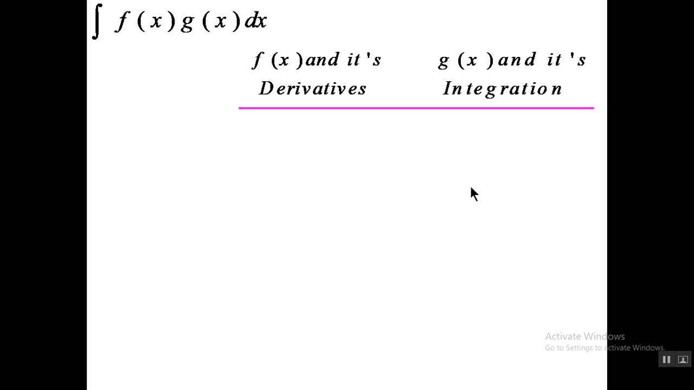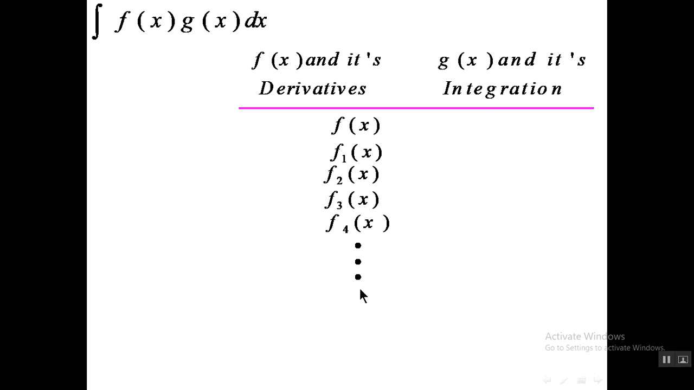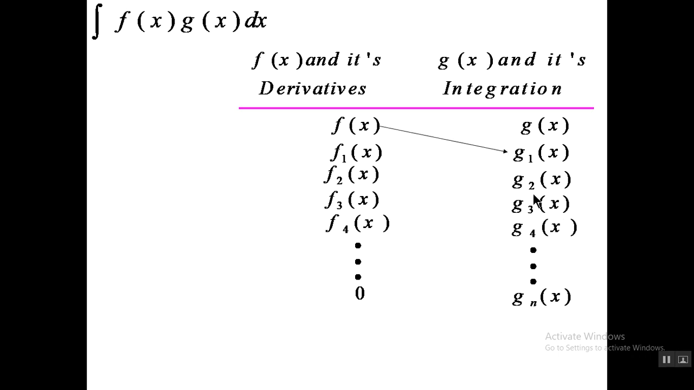So we use two columns. On this column we calculate f of x and its derivatives, and in this column we write g of x and its integrations. So we take the derivative of f of x, suppose it is f1, then f2, then f3, and if it's a polynomial you get 0 finally. And on this side we integrate, we start with g of x, then the integration of g of x, the integration of g1, the integration of g2, and we continue until we get gn of x.